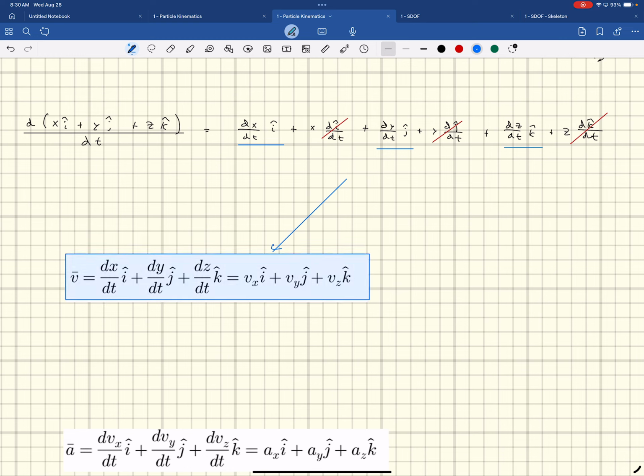So if I'm after my velocity vector, I just take the derivative of x with respect to time, that's in the i direction, the derivative of y with respect to time, that's in the j direction, the derivative of z with respect to time, and that's in the k direction. So this is called decoupled motion, right? What's happening in the x does not affect what's happening in the y, which does not affect what's happening in the z direction. So they're all kind of independent of each other.